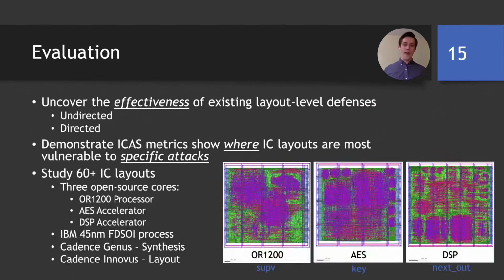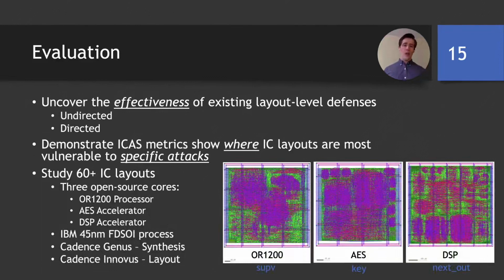To evaluate ICAS, we use it to uncover the effectiveness of existing layout level defenses, for which there are two types, undirected and directed. In doing so, we demonstrate the power of ICAS insights in showing where IC layouts are most vulnerable to specific attacks. We study over 60 layouts of three open source circuit designs, including an OR1200 processor, an AES accelerator, and a DSP accelerator. Each design was laid out on an IBM 45 nanometer process using Cadence tools.